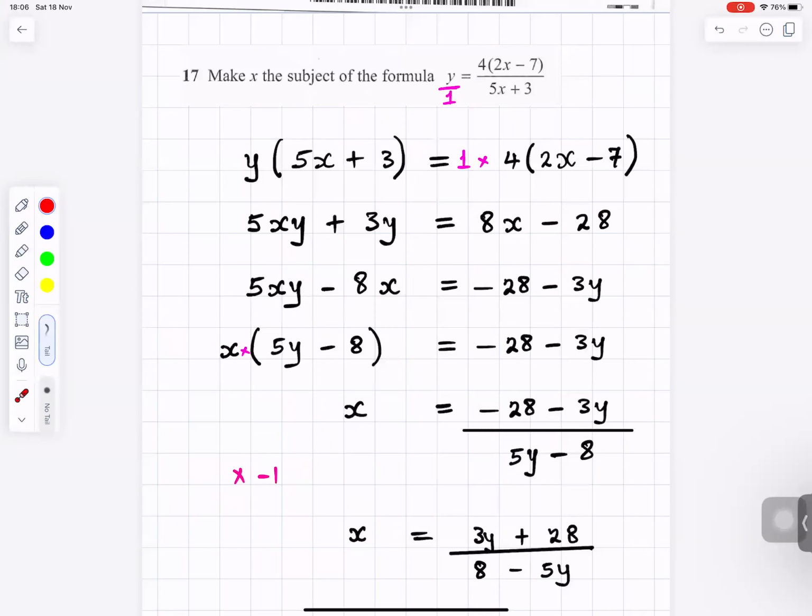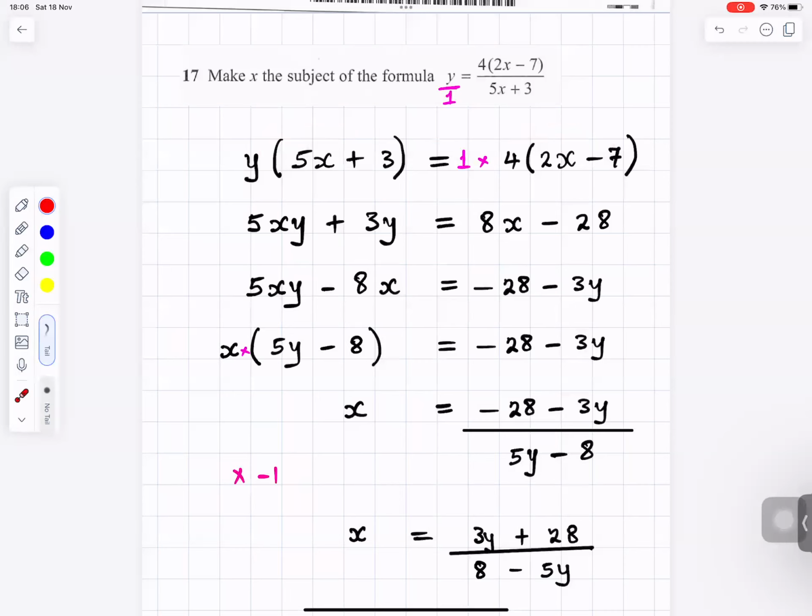For number 17, we want to make x the subject. So you imagine it is y divided by 1, because you can cross multiply now. So y times 5x plus 3, and then 1 times 4 bracket 2x minus 7. So I do cross multiply. Now you remove the bracket, and you get that next expression.